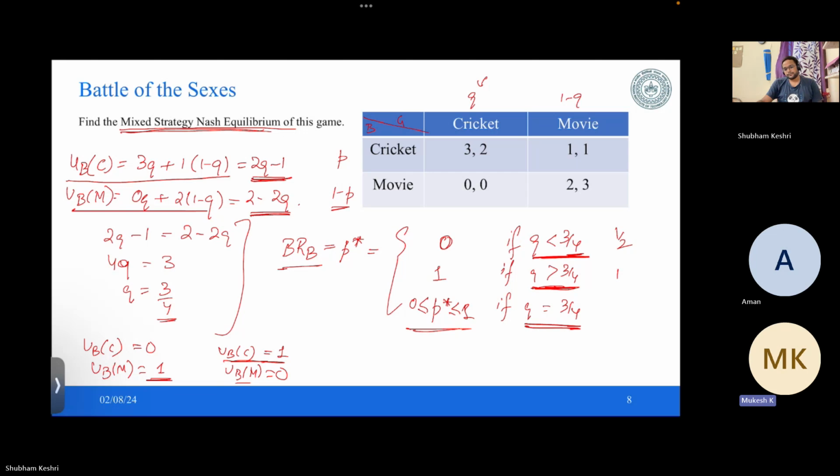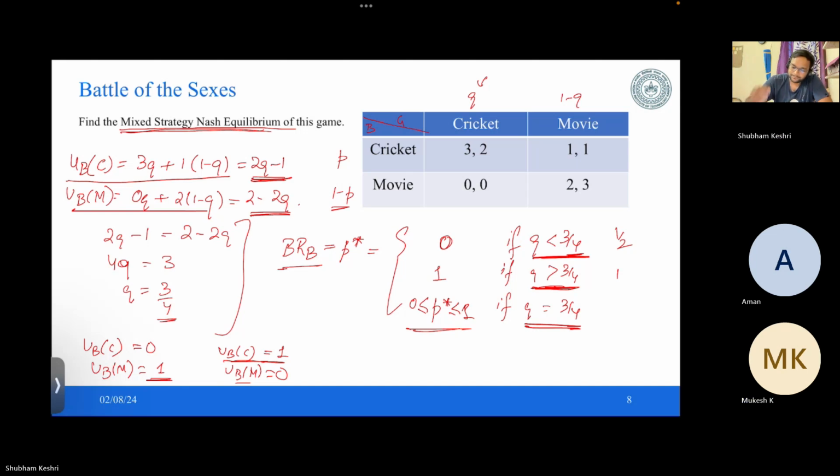Just 1 minute. In that, P star equal to 0 when q is less than 3 by 4, I understood. Why are you calling it 0? The strategy of choosing a movie is called 0, is it? No. You see, P is the probability of choosing cricket. So when P is 0, the probability of choosing cricket is 0. Okay. Right. You'll always go for movie. Okay, understood. That is the interpretation.